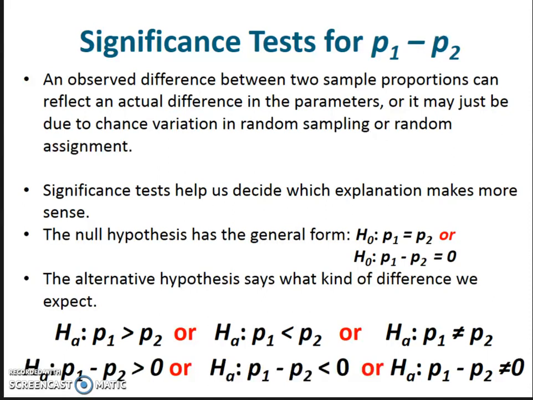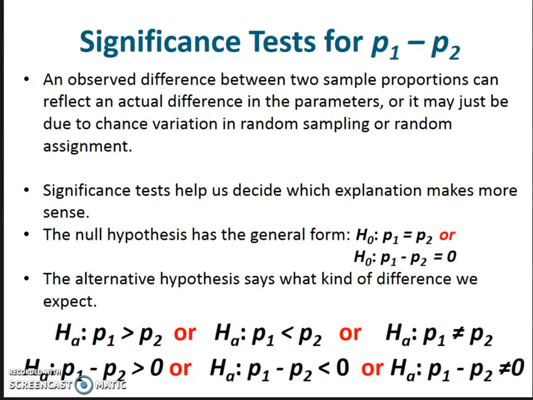An observed difference between two sample proportions can reflect an actual difference in the parameters, or there is a chance that it may just be due to chance variation in random sampling, or random assignment if it's an experiment. Now, significance tests help us decide which explanation makes more sense.